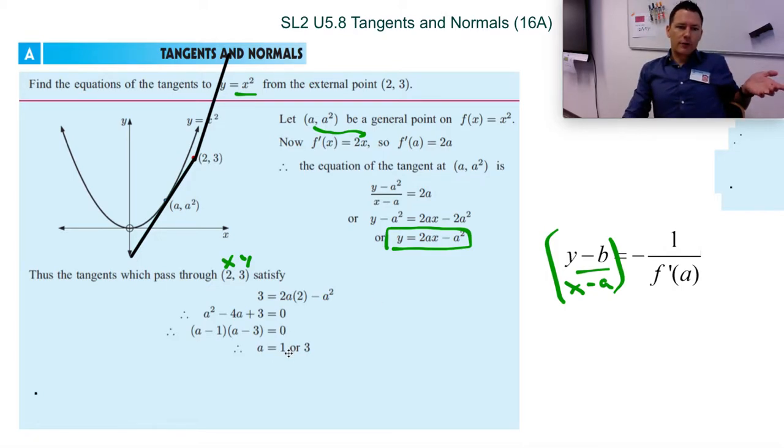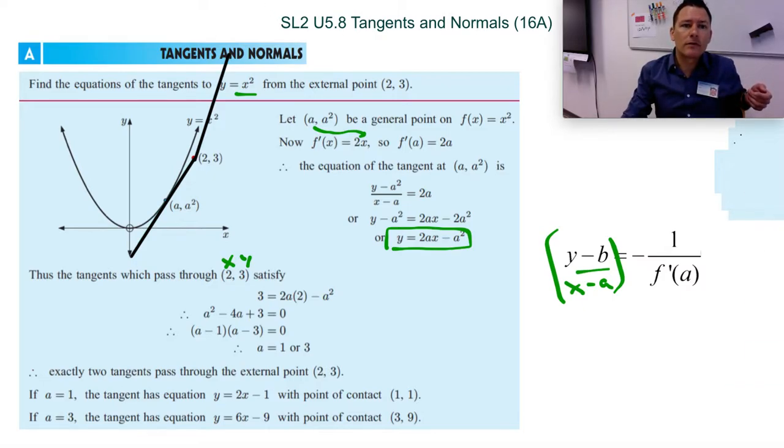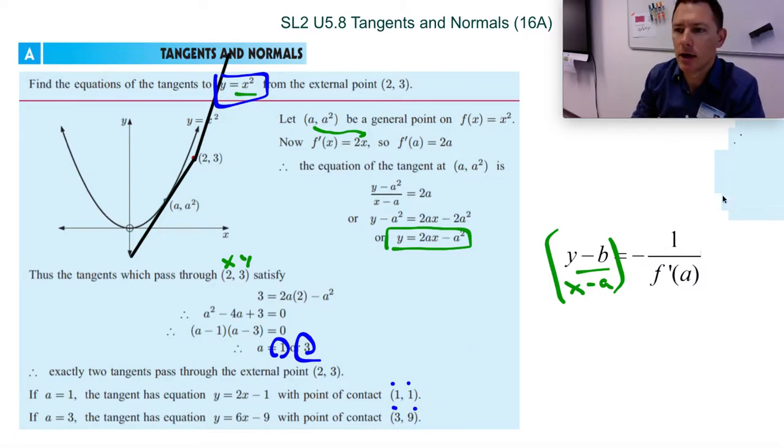And so therefore you can plug those in and find the actual value for the y value. You plug it into this original equation. So you plug 1 in and you get 1, 1. You plug 3 in, you square it, you get 3, 9. Well, just another quirk. All right, so let's go from there, and I'll see you in class.